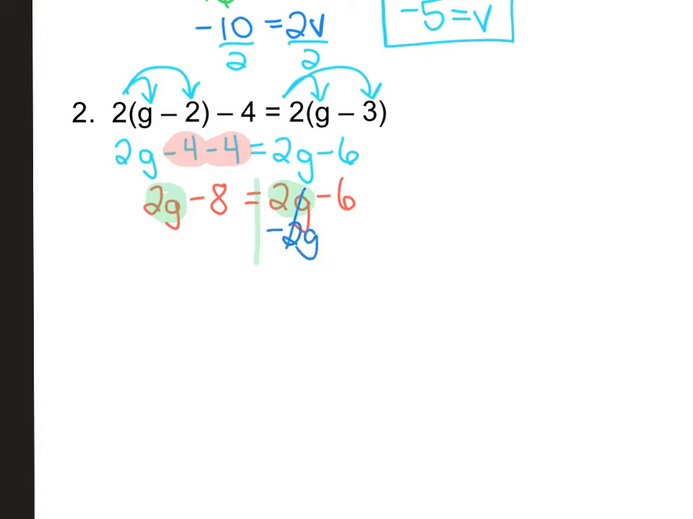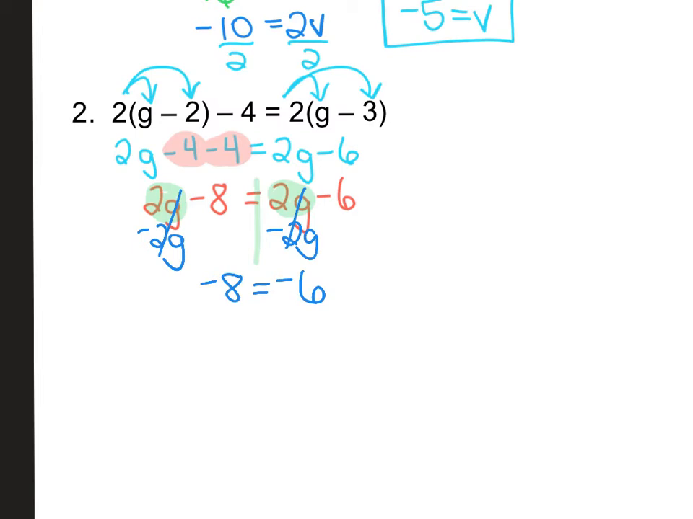if I subtract 2g from 2g, they cancel out on both sides. I no longer have a variable. What I do have is -8 equals -6. That is not a true statement. -8 will never equal -6. So this is a false statement, which means there is no actual answer to this problem.